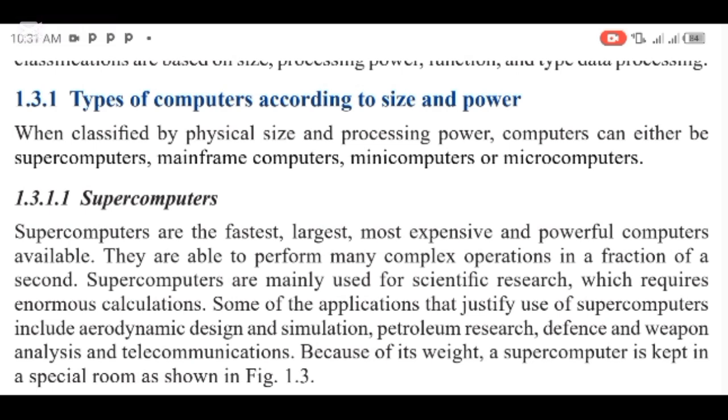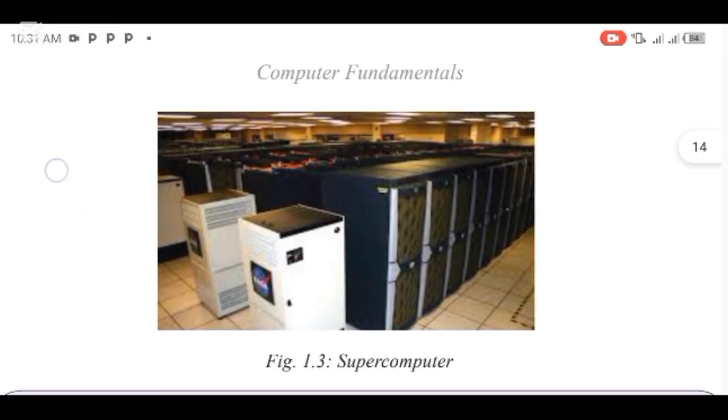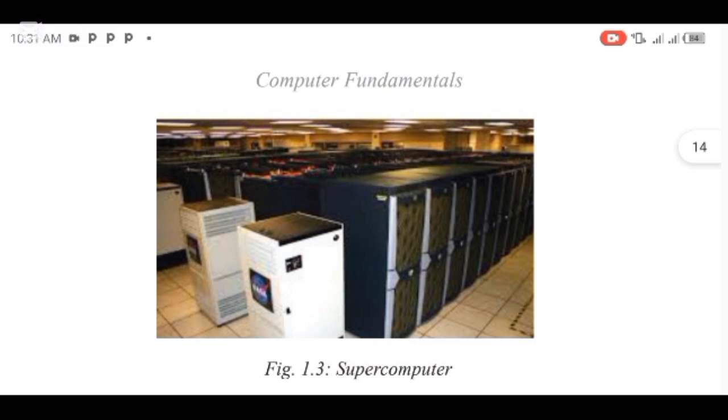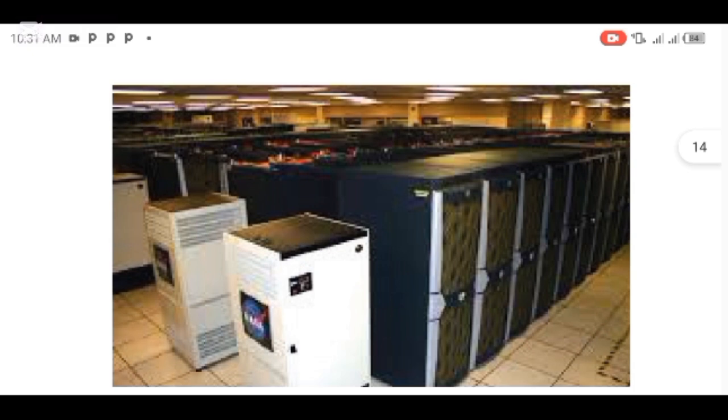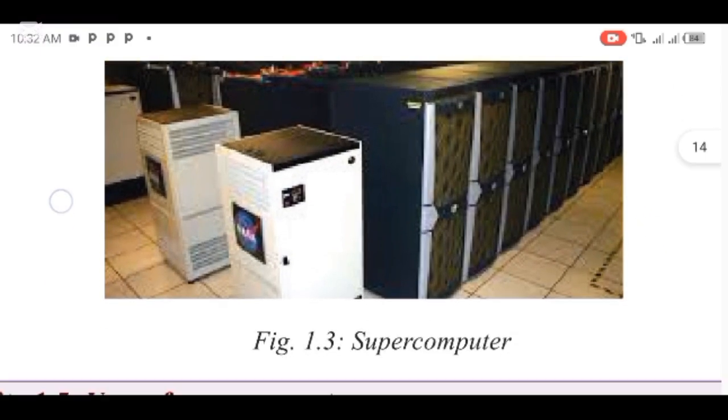Here is a common explanation about how this computer works and its characteristics. But let us move to the next. The things you have to know about this computer is that it is the fastest, largest, most expensive and most powerful. Let's go to the next. Let us look. This is the figure showing the supercomputer. Let me zoom in to show you. This is a supercomputer. Do you see? So let us move to the next.